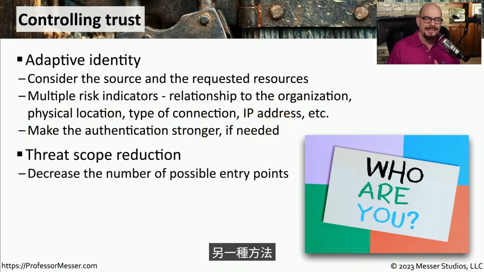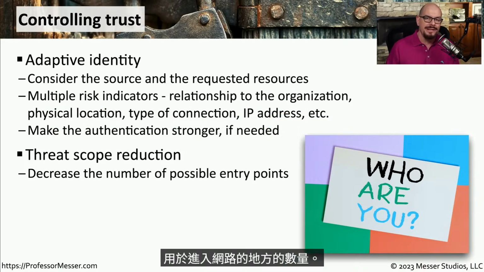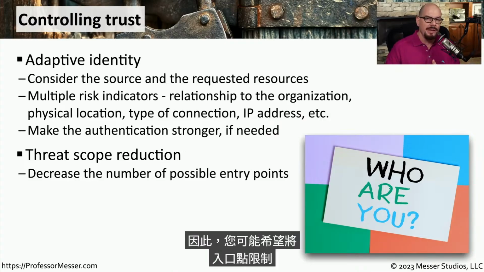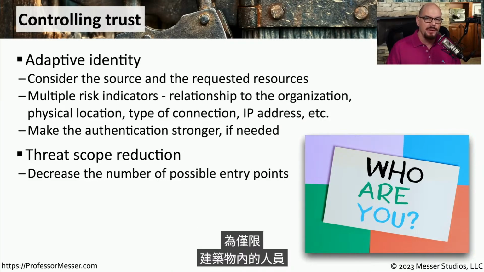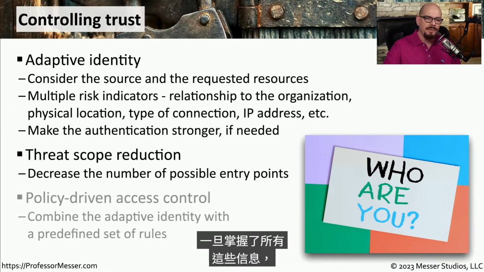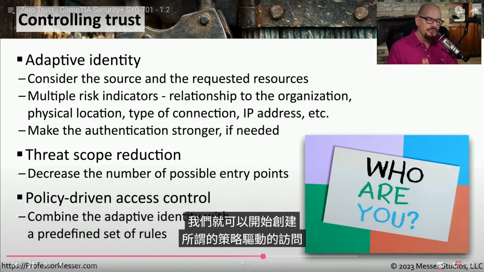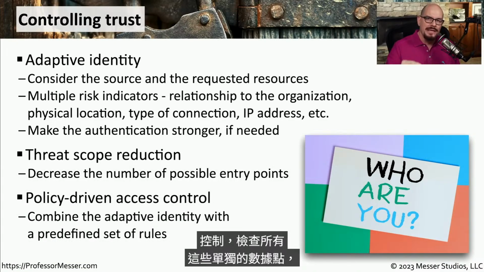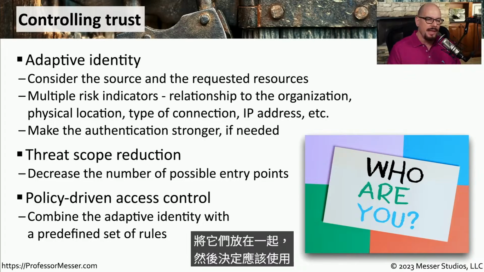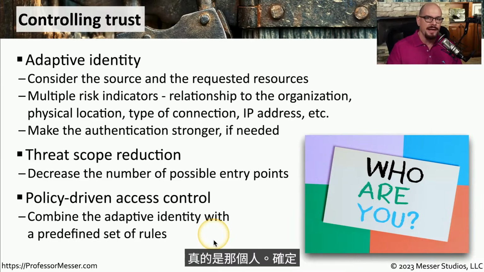Another way to control this trust is to limit how many places can be used to get into the network. So you may want to limit entry points to only being people that are inside of the building or connecting through a VPN. There may be no other methods to gain access to this particular network. And once you have all of this information in place, we can now start creating what's called a policy-driven access control that examines all of these individual data points, puts them all together, and then decides what type of authentication process should be used to truly understand if the person trying to identify themselves is really that person.